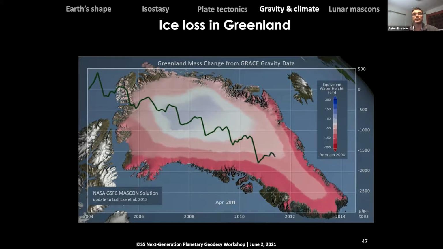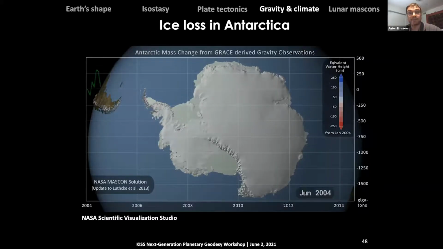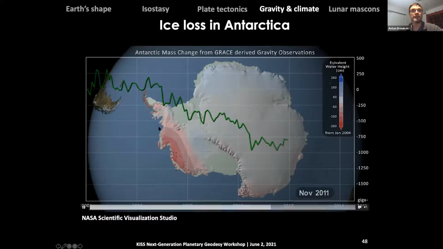And there's the same animation for Antarctica. So basically, GRACE data allowed us to quantify the mass loss due to climate change, and even allowed us to detect the acceleration of the mass loss. You can see it getting redder and redder here, and in this image, red colors mean weaker gravity.